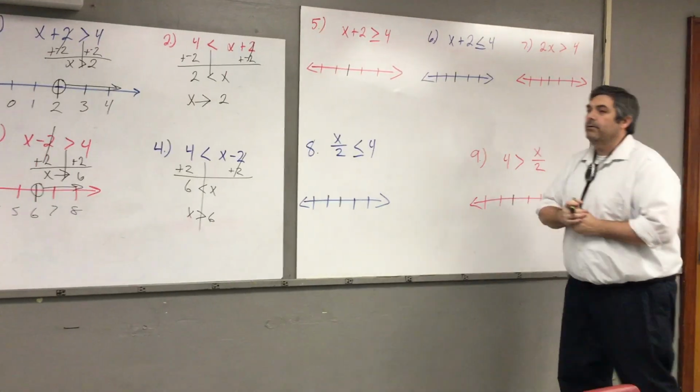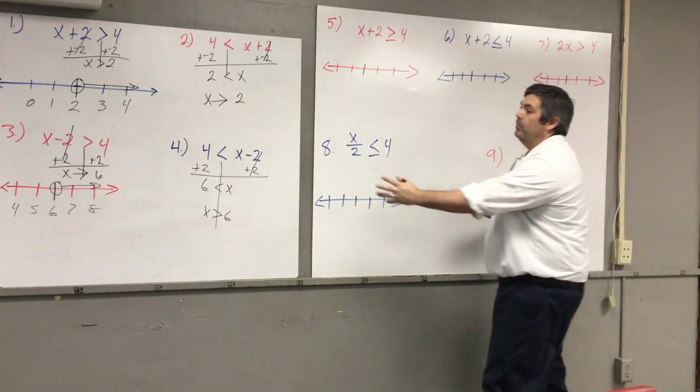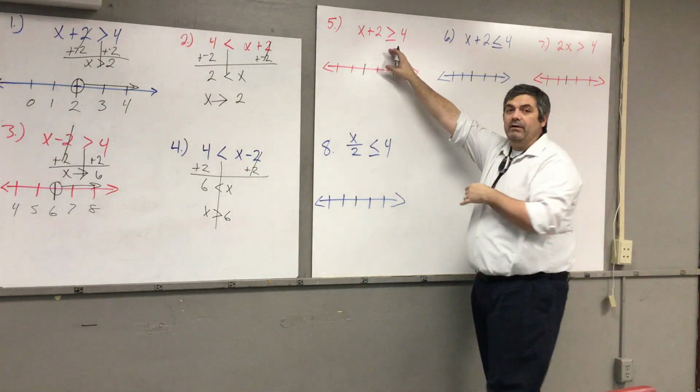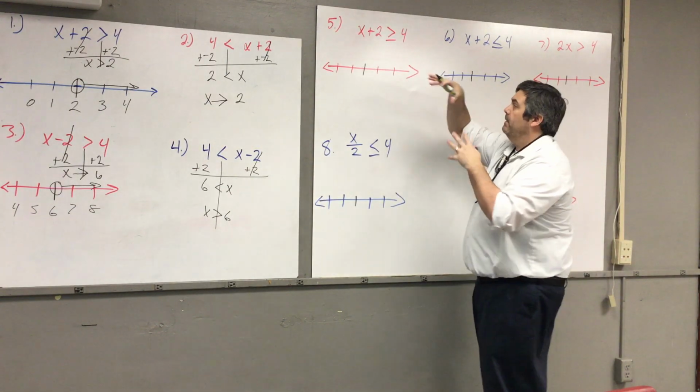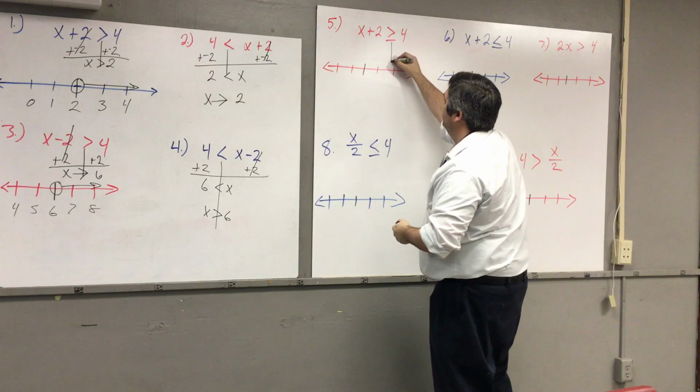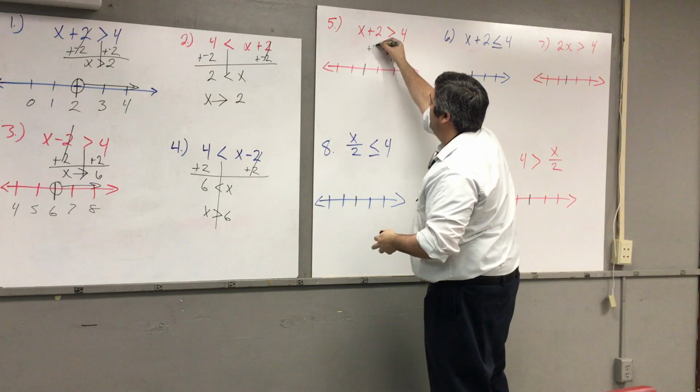Now we're going to move on to here. So now we didn't have a line underneath there. Now we have a line under here. But it's the same setup. Draw your line. Add the inverse.